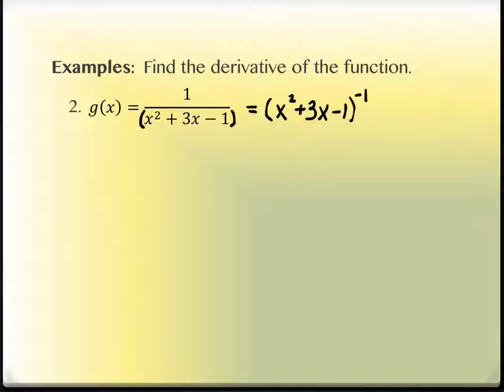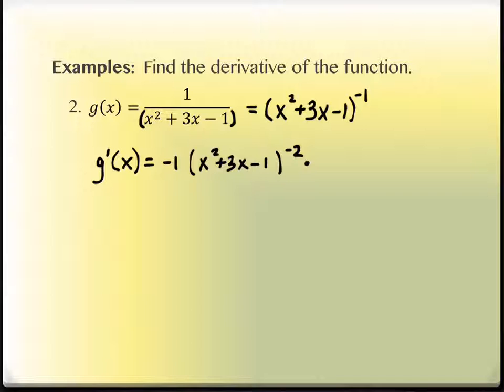We're going to bring the negative 1 down, you bet. All right, so this is g prime of x. The outside function is the negative 1 part, the exponent part. So we're going to bring that negative 1 down. And what will the new exponent be? Negative 2. What goes inside? The same thing that was there before. X squared plus 3x minus 1.